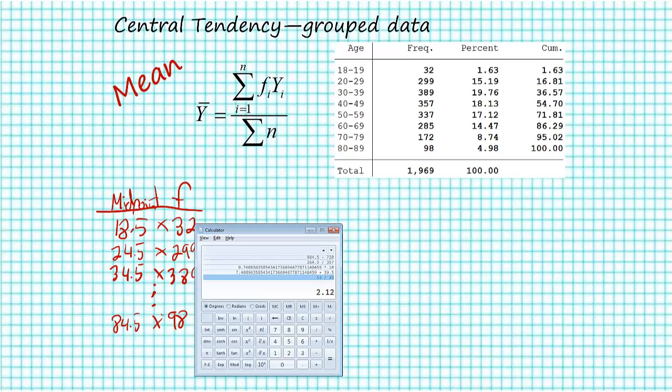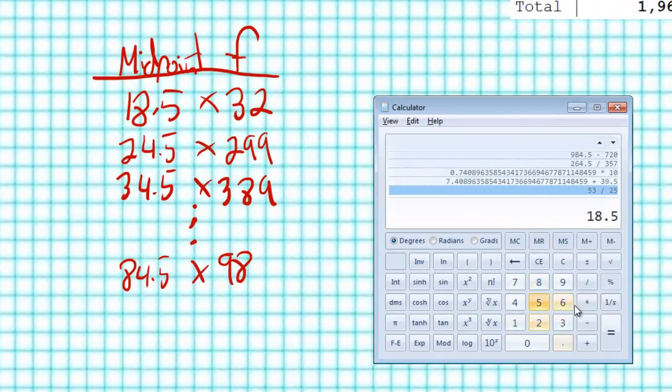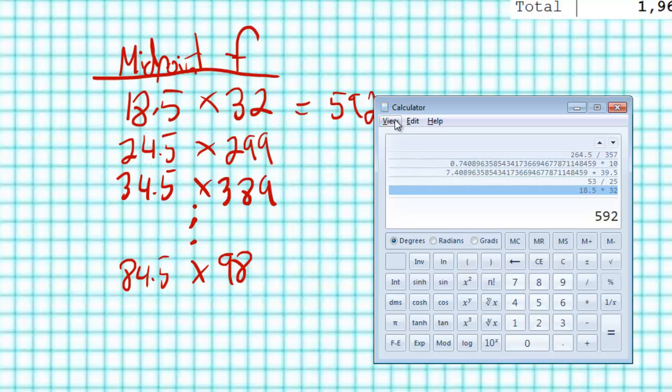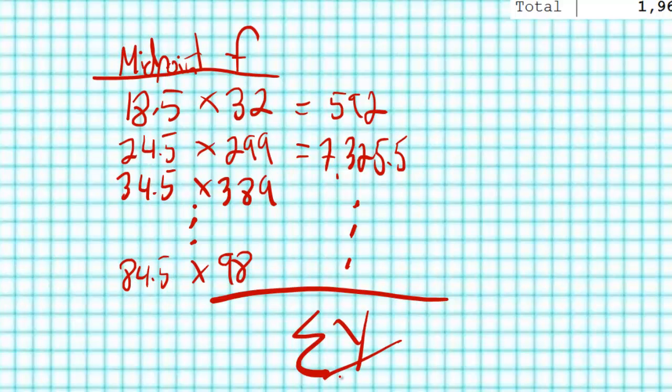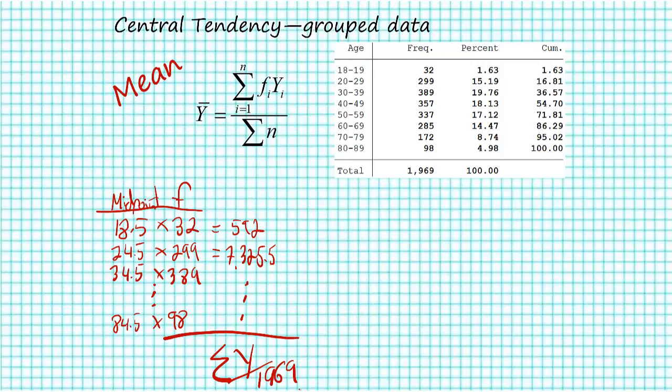So I need my calculator for this. 18.5 times 32 is equal to 592. 24.5 times 299 is equal to 7,325.5. And so forth and so on. Then we're going to sum that column up, and then we're going to divide that sum by the number of cases. So this is a good time to switch over to a spreadsheet and see how that works.